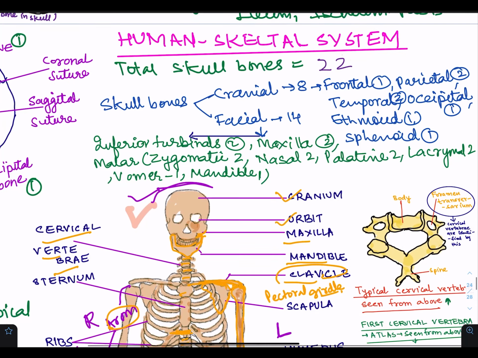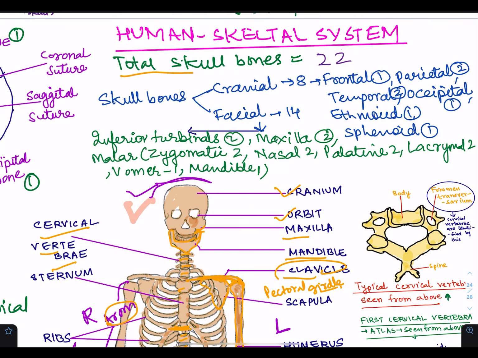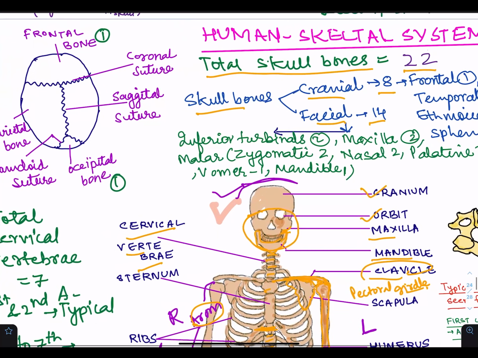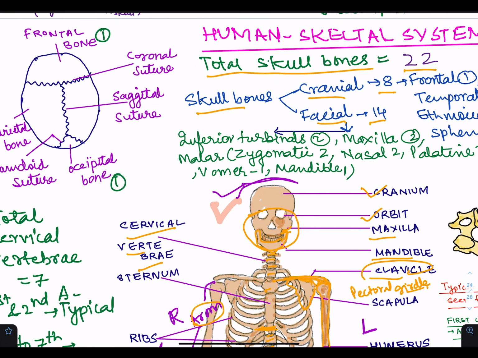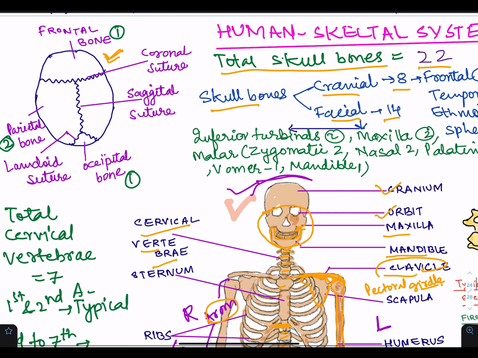If we talk about the skull, the total skull bones are 22. Skull bones are facial, which will form this part, facial bones. They are 14 in number, and cranial bones are 8 in number. We'll have a look at the skull first. This diagram shows the view of the skull as seen from above.